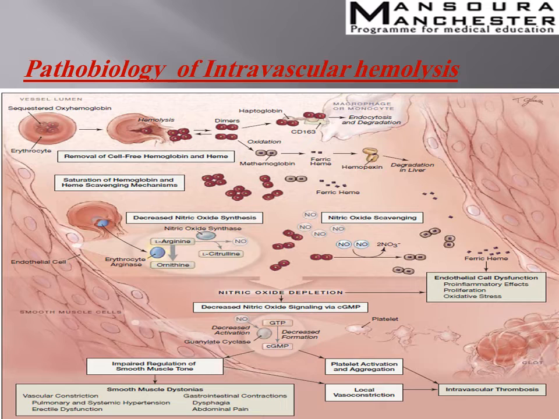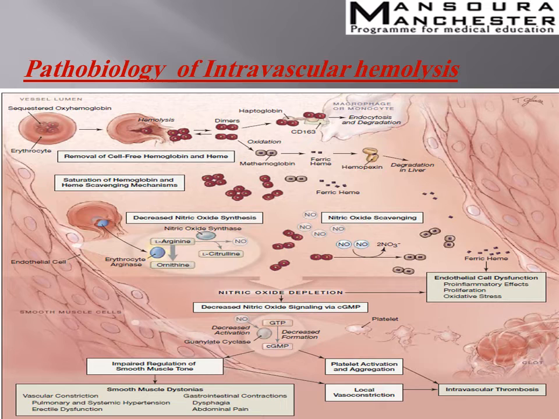This is the pathobiology of intravascular hemolysis. During intravascular hemolysis, hemoglobin is released into the plasma, where it's normally cleared by the hemoglobin scavengers: haptoglobin, CD163, and hemopexin. Haptoglobin-hemoglobin complexes bind to CD163 on the surface of the macrophages and monocytes, initiating endocytosis and degradation of the complex. Hemoglobin also releases ferric heme on oxidation, which is bound by hemopexin and degraded by the hepatocytes in the liver.